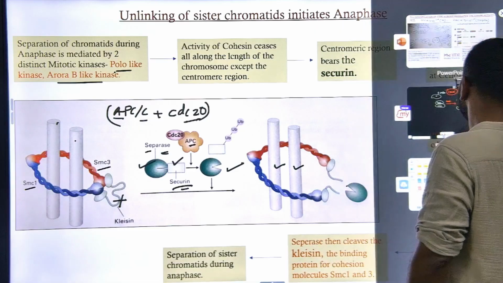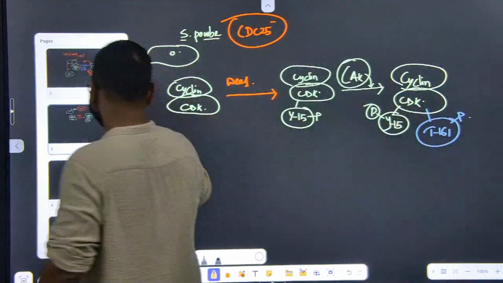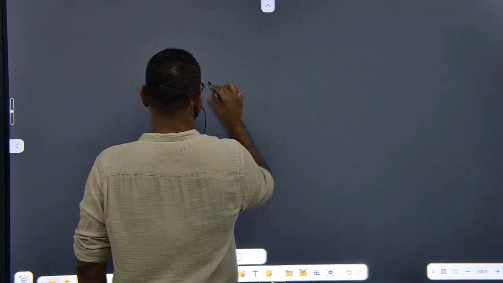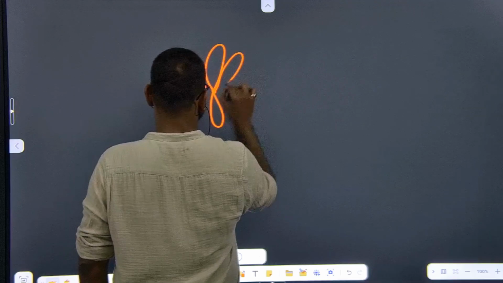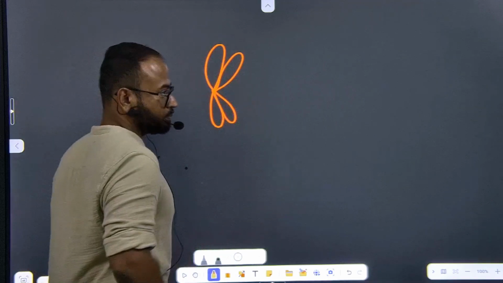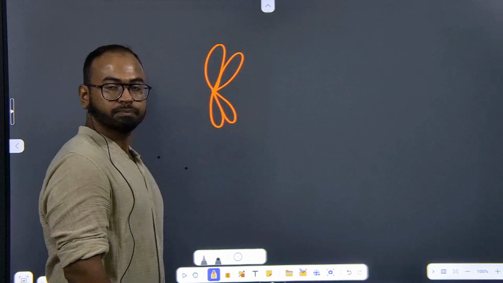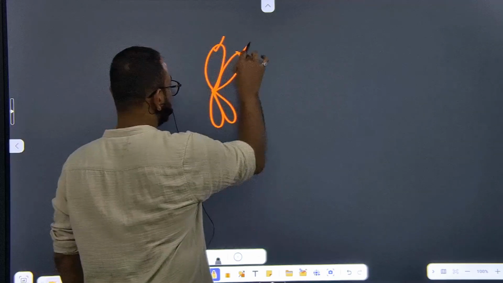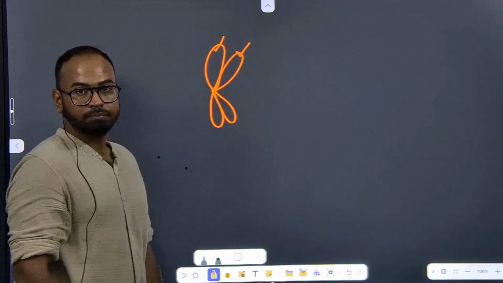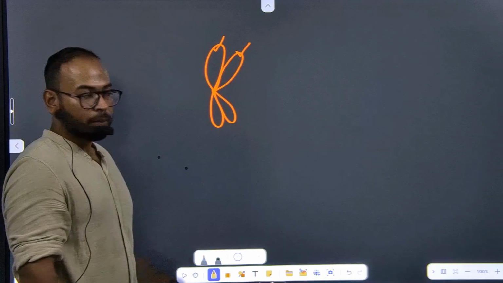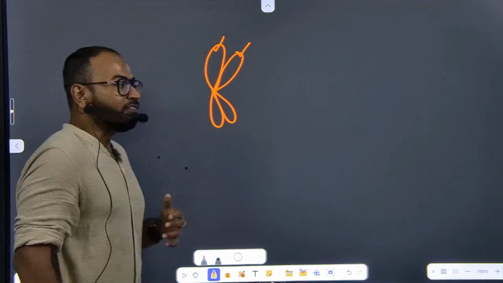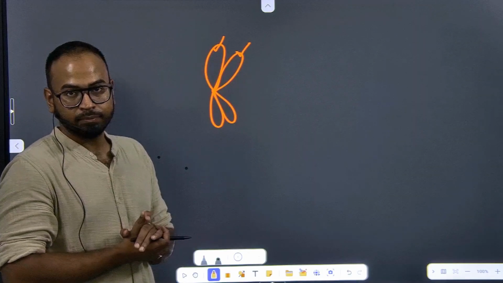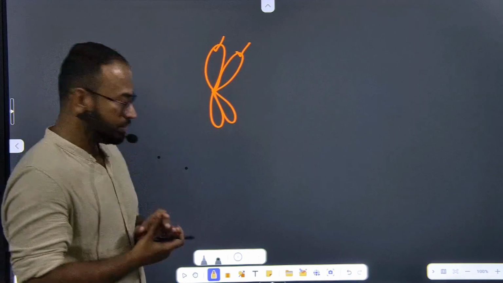Now, suppose this is our chromosome within a cell. This chromosome, the two chromatids, chromatid 1 and 2, need to be separated from each other. That is the purpose. But before anaphase, they aren't able to separate from each other. What is the reason behind it? Let's see.